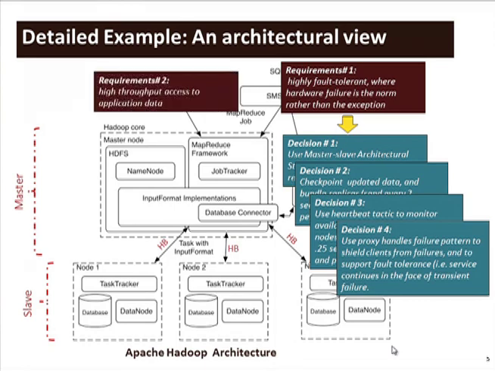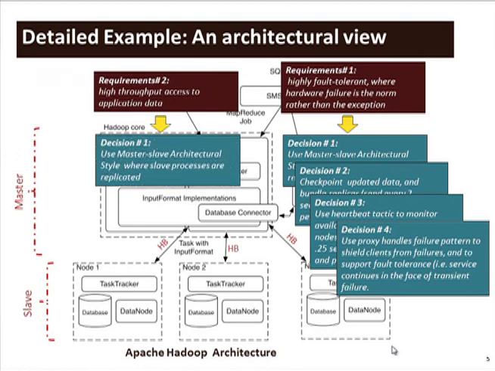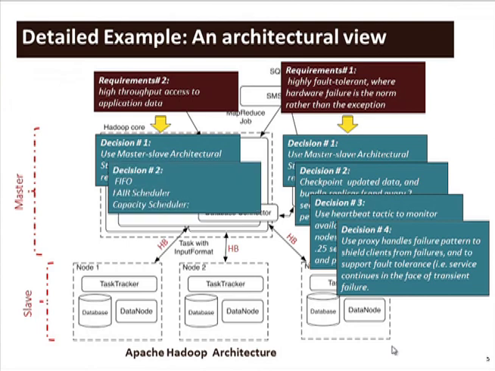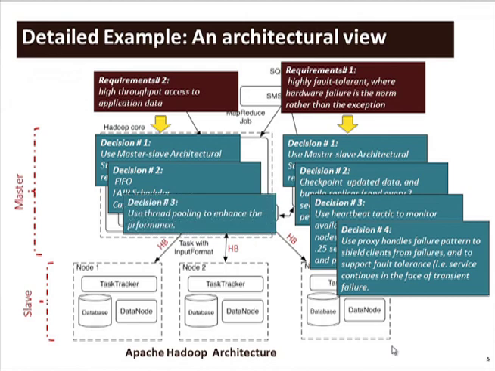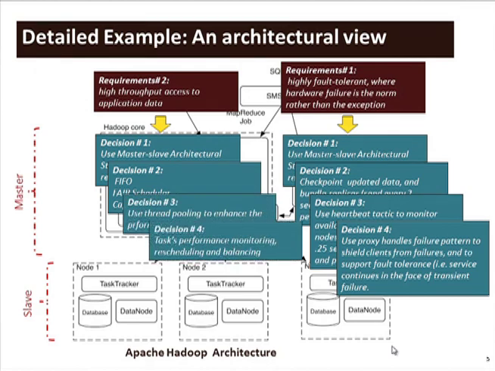Another example of a requirement is high throughput access to the application data. The designers, again, used the master-slave architecture style with replicated slave processes to contribute to the performance. Then they used a couple of scheduling strategies like FIFO, fair scheduler, and capacity scheduler to satisfy these requirements. They used thread pooling and several forms of task performance monitoring, rescheduling, and balancing.